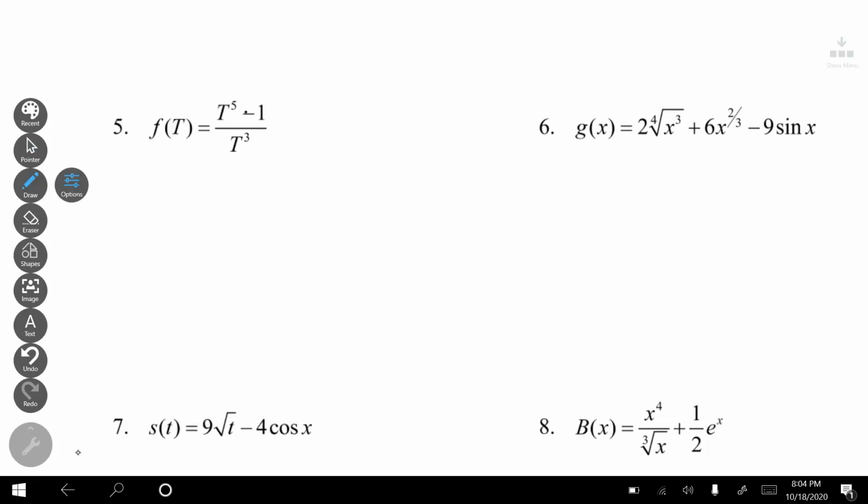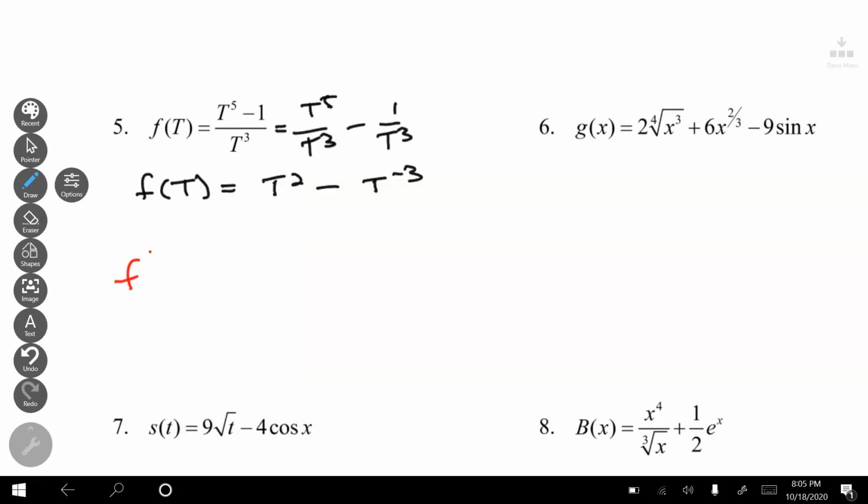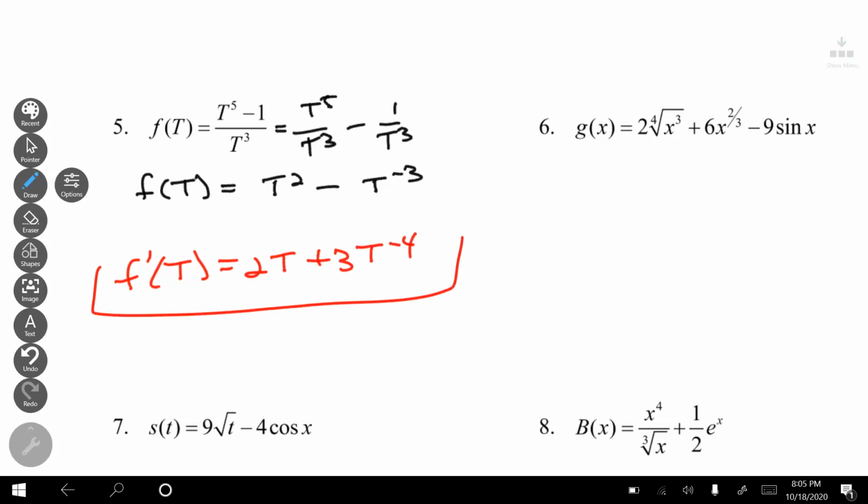I don't like this idea, so I'm going to split it up into two fractions. t to the 5th over t cubed minus 1 over t to the 3rd. And then I realized I could rewrite this as t squared minus t to the negative 3. I haven't taken the derivative yet. I've just rewritten it. Now I can take its derivative. Rewriting it is not taking the derivative.